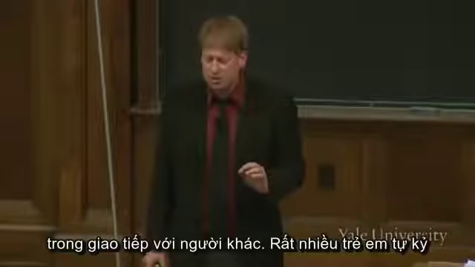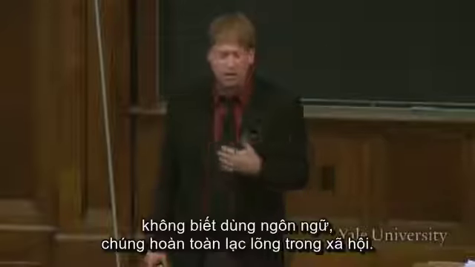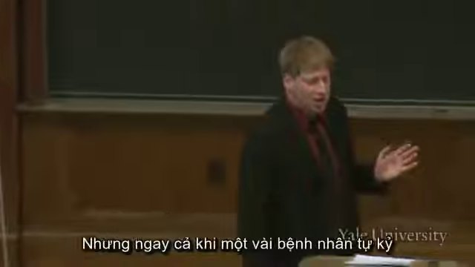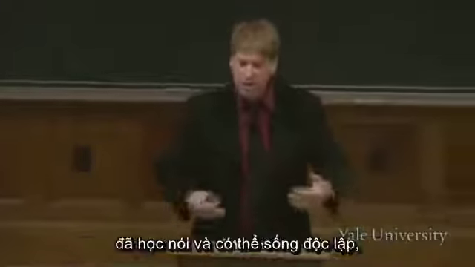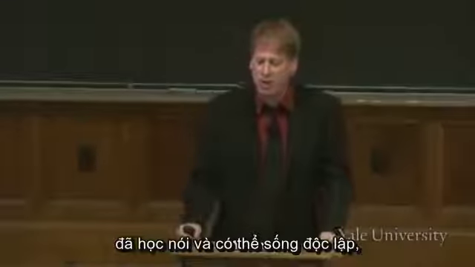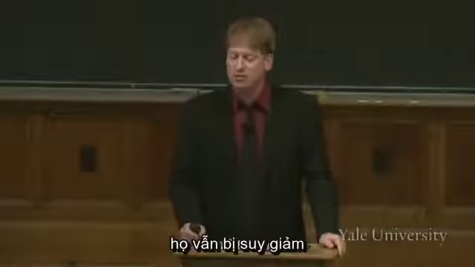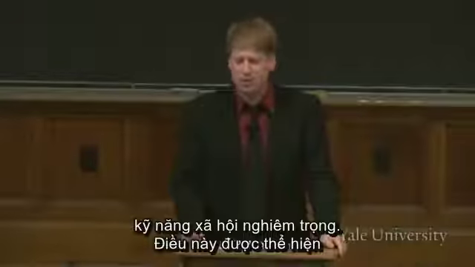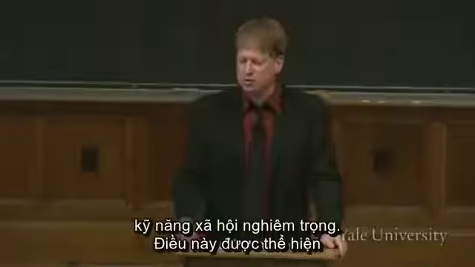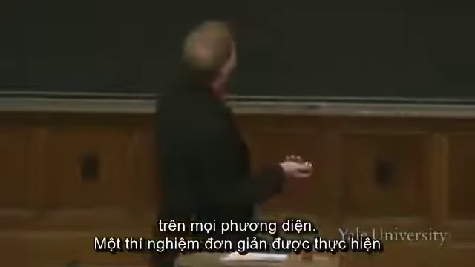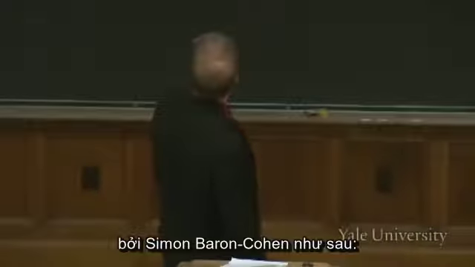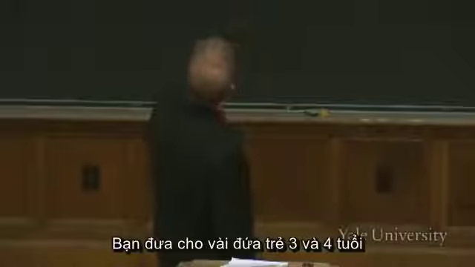Now, many autistic children have no language, they're totally shut off from society, but even some of them who learn language and who manage to get some sort of independent life, nevertheless, will suffer from a severe social impairment. And this could be shown in all sorts of ways. A simple experiment developed by Simon Baron-Cohen goes like this. You show this to 3- and 4-year-olds.